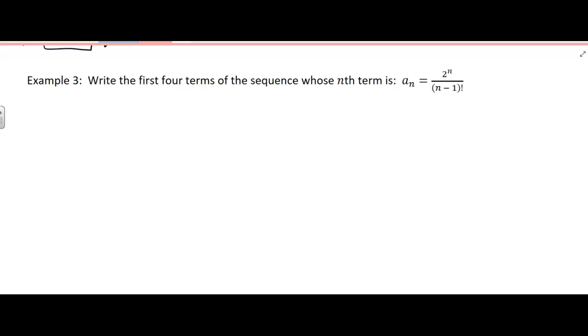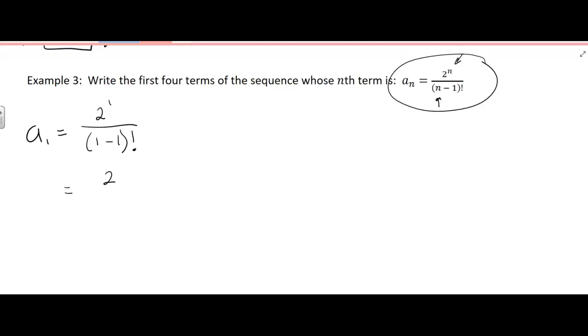So it says write the first 4 terms of the sequence whose nth term is, and here's our generator right there. Okay, so we want to find the first term, a sub 1, which is 2 to the first over 1 minus 1 factorial. So the n, you see it in 2 places. For the first term, n is 1. Okay, so that's going to give me 2 over 0 factorial, but we know 0 factorial is 1, so 2 over 1, which is 2. Okay, so that's the first term, a sub 1.